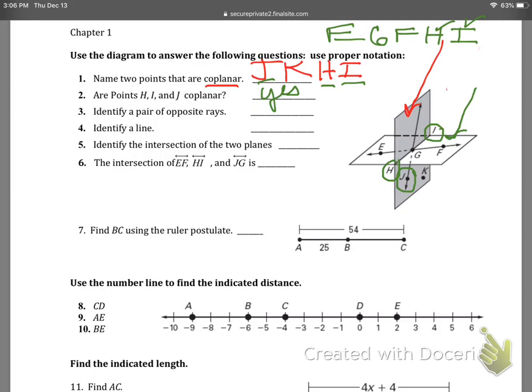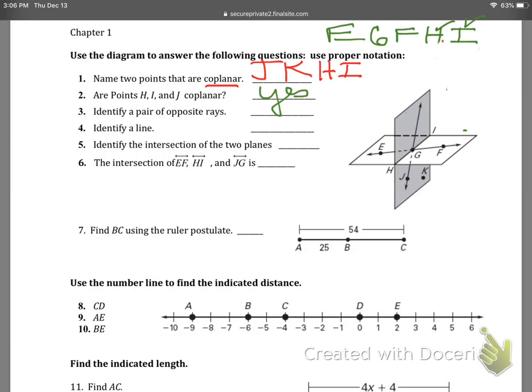Okay, so let me get rid of some of this writing. Not that writing, but okay, so we said yes. So this was a yes. Okay, next, identify a pair of opposite rays. So opposite rays are rays that have the same center point, but that head off in a different direction. So let's look at some opposite rays.